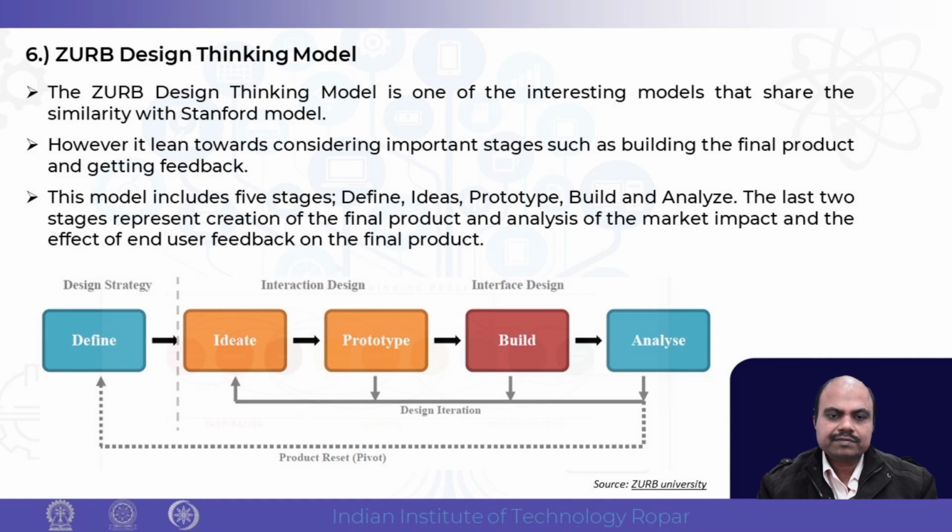This model includes 5 stages: define, ideate, prototype, build, and analyze. The last 2 stages represent creation of the final product and analysis of the market impact and the effect of end user feedback on the final design progress. So first is define, next is ideate, third one is prototype, fourth one is build, and last one is analyze.